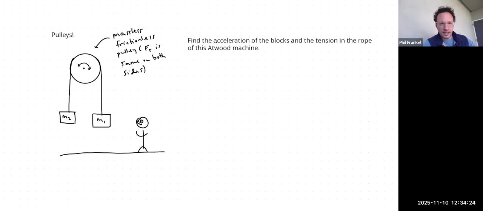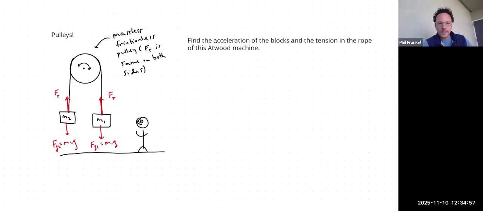So let's draw free body diagrams for both these objects. We have a tension force Ft pulling mass 1 up. We have a gravitational force Fg1 pulling mass 1 down, which is equal to mass 1 times little g. On the other side, we have an equal tension force, as we just mentioned, pulling mass 2 up, and we have a gravitational force Fg2 equal to m2 times g, pulling mass 2 down.